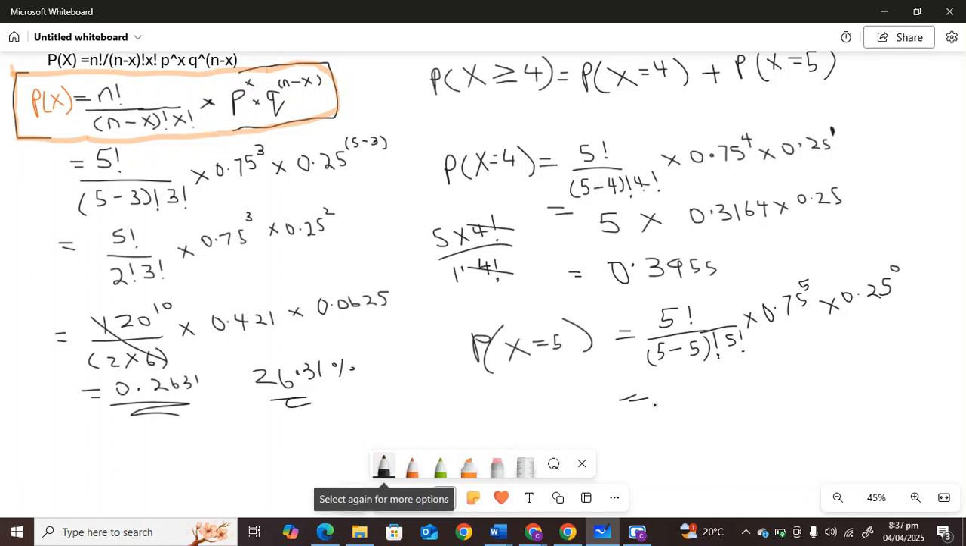Are we okay with that, colleagues? Any questions? Okay, 0.75 to the power 5, what is it? 0.2373. Then 0.25 to the power 0, that is 1. So when we multiply out, we get 0.2373.